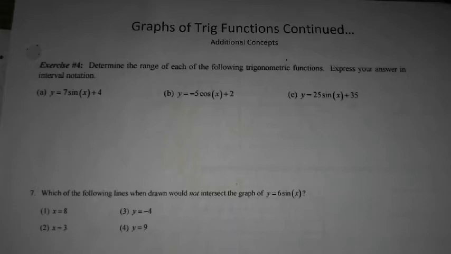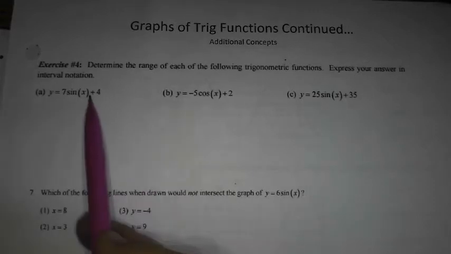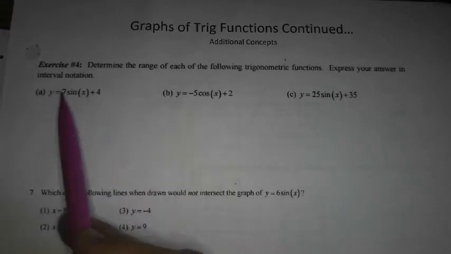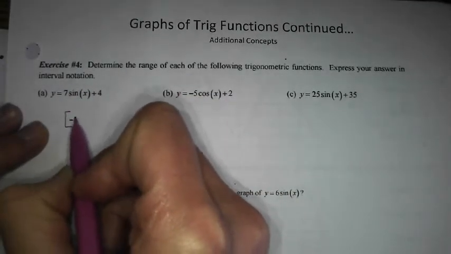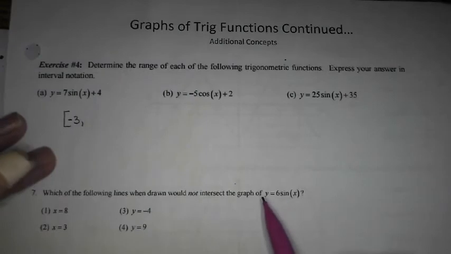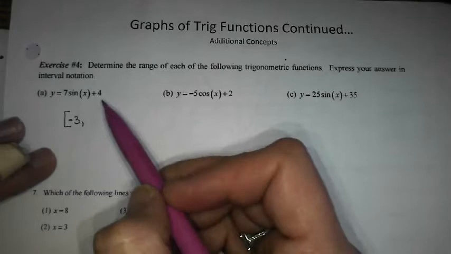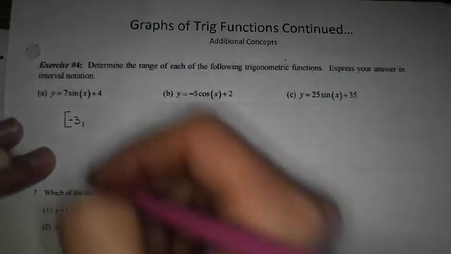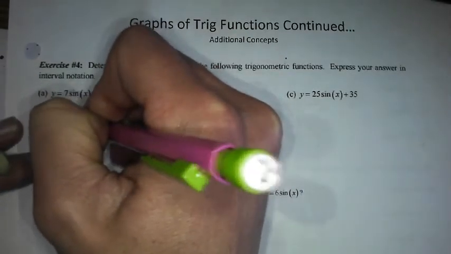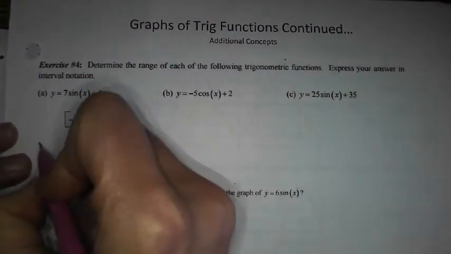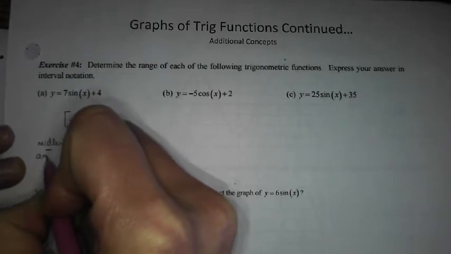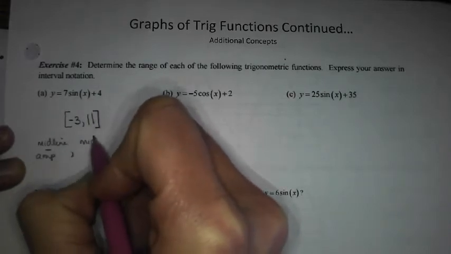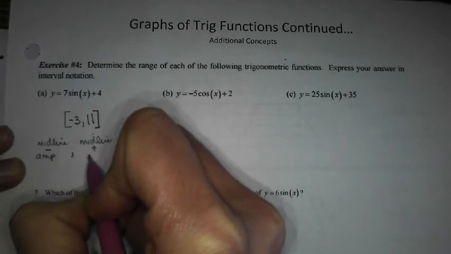7 from the 4. Yeah, correct. So your midline's at 4, and then you're going to go down 7 from 4. So that's going to bring you to a minimum of -3. And the maximum? 11. Very good. Your midline of 4, and then you're going to go up 7 from there. And that's your range. Your midline minus your amplitude, and then your midline plus your amplitude.